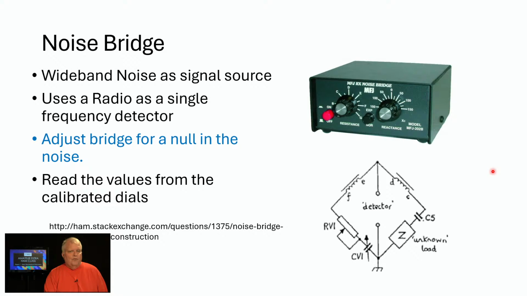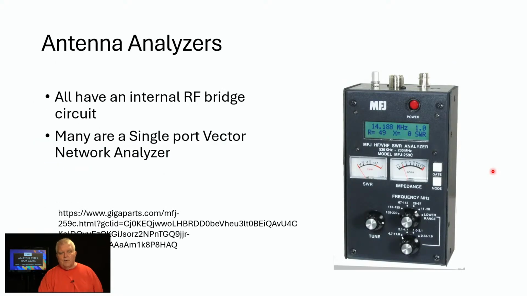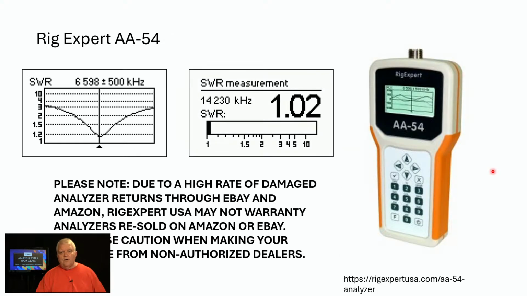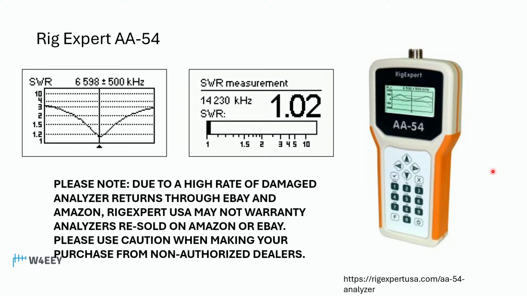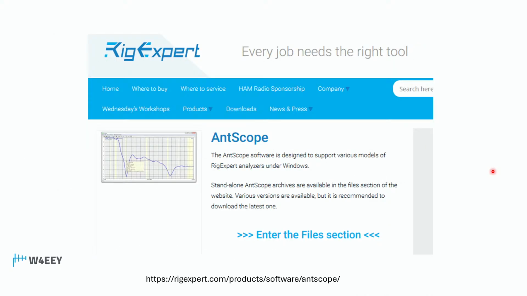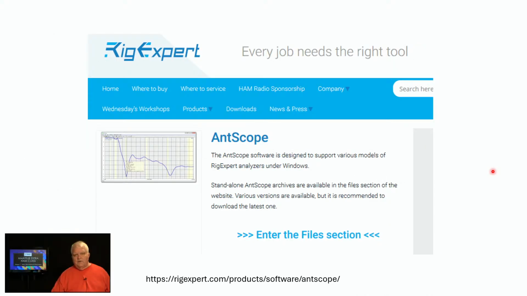DVMs. The bridges that we used to use for antennas have been largely replaced with antenna analyzers. Here's the MFJ 259, which is a classic analyzer that'll give you a lot of information about an antenna that you're adjusting, for example, or the Rig Expert. This is the AA54. This is the one that I use all the time. And the nice thing about some of these, like the Rig Expert, is that you can actually use software connected to the analyzer via USB and get Smith charts or plots to see what your VSWR is versus frequency.